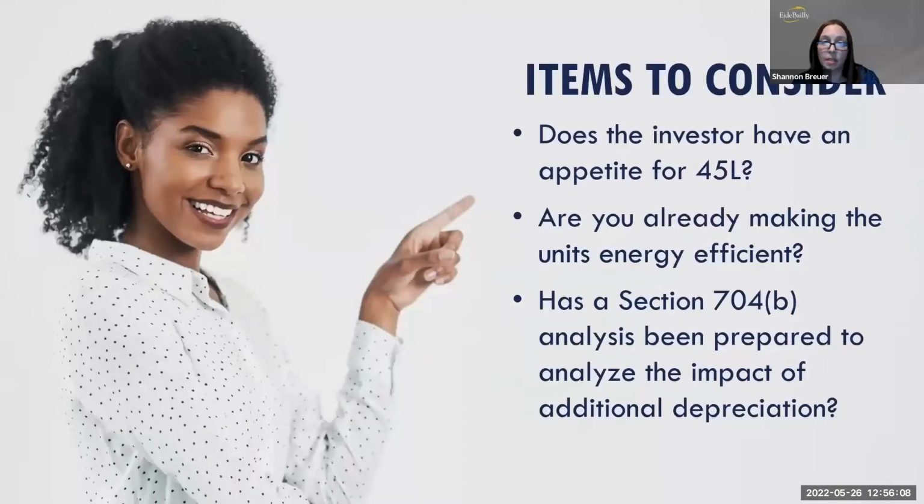So some items to consider when planning include whether or not the investor is interested in purchasing 45L credits. Do they have an appetite for 45L credits? Are you already going to have energy efficient units? If not, how much is it going to cost to get you there? Also, if you're going to accelerate depreciation through a cost segregation study, a Section 704(b) analysis must be done to make sure that the losses and credits can be allocated to the investor during the time that they're in the deal.